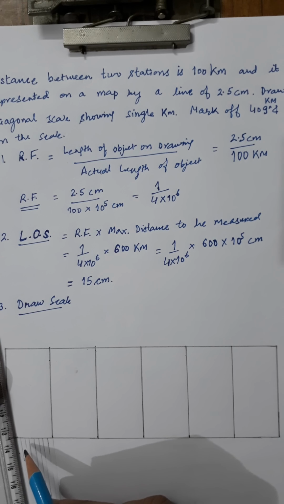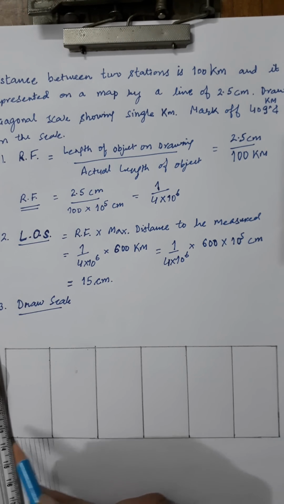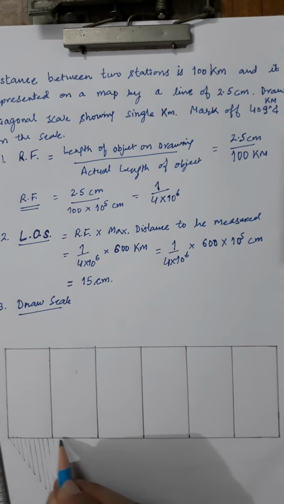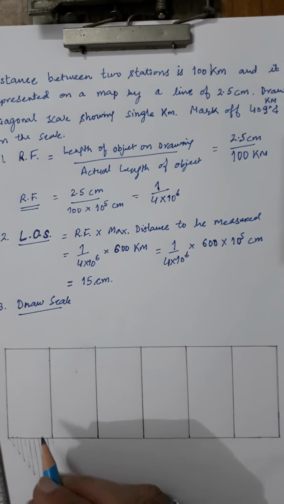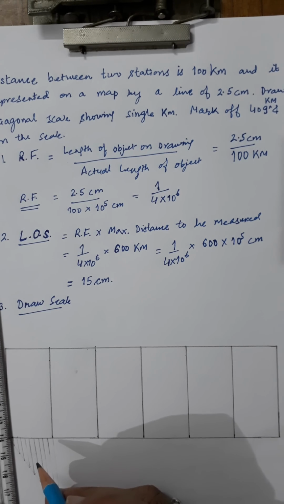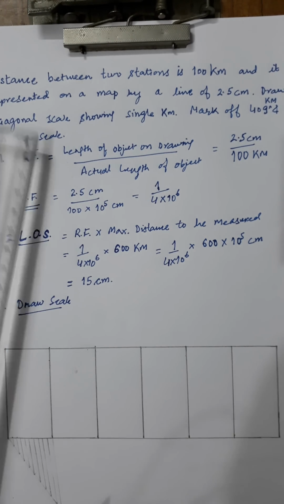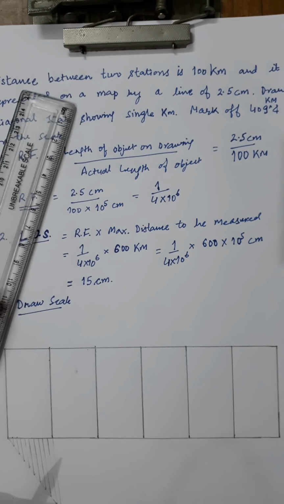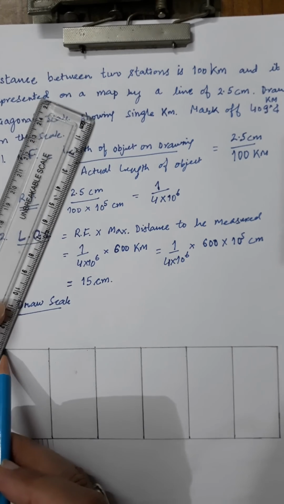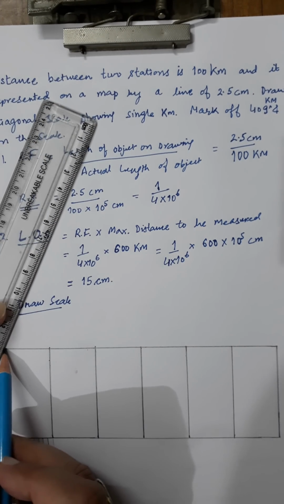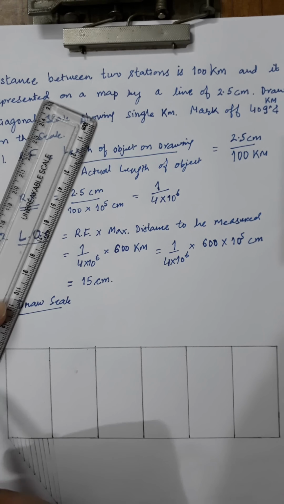Now if you join it like this, you can divide this into 10 equal parts. So it is 1, 2, 3, 4, 5, 6, 7, 8, 9, 10. Now again you can draw another acute angle here, because this vertical edge is to be divided further into 10 equal parts.